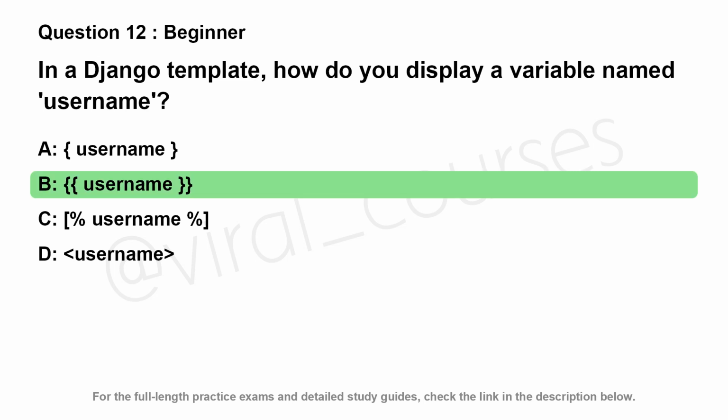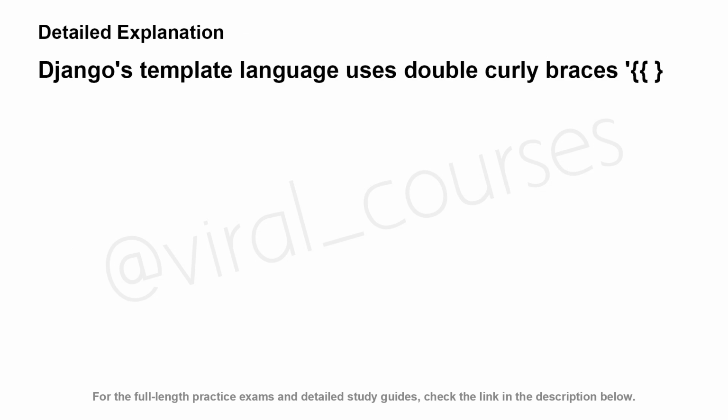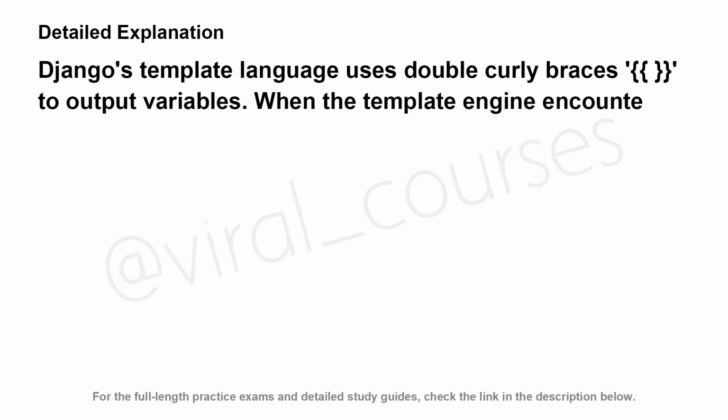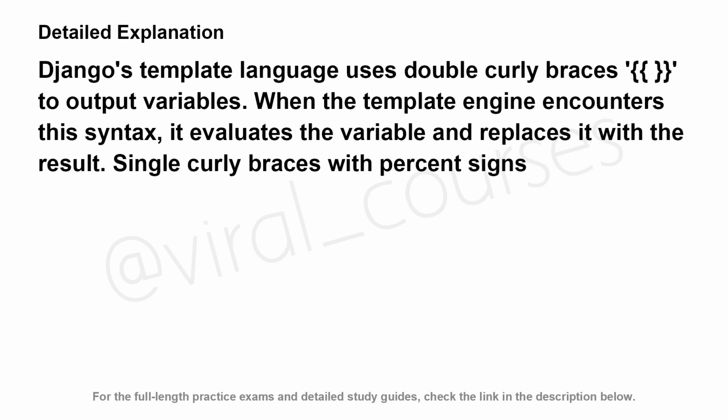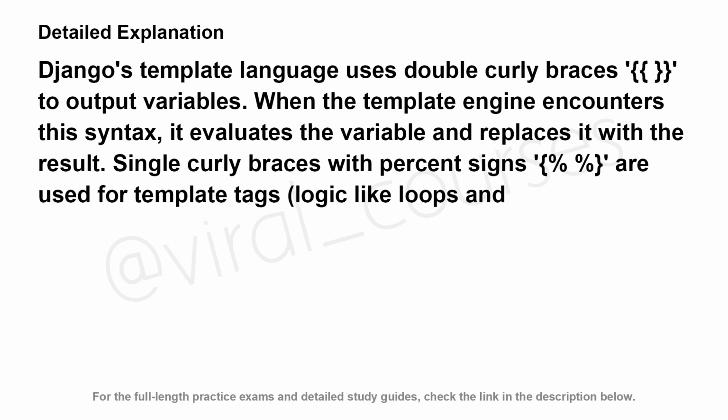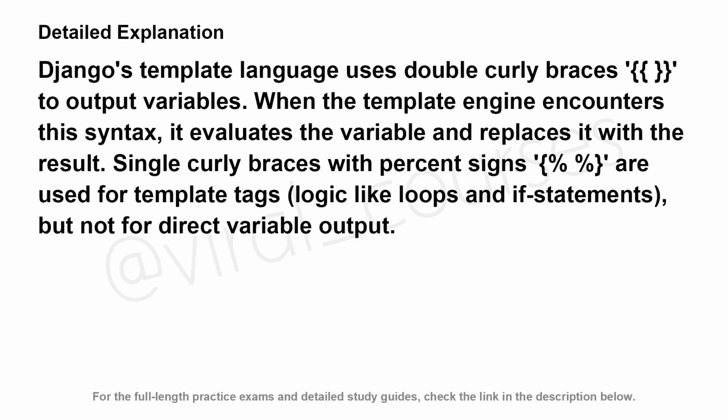The correct answer is B. Django's template language uses double curly braces to output variables. When the template engine encounters this syntax, it evaluates the variable and replaces it with the result. Single curly braces with percent signs are used for template tags, logic like loops and if statements, but not for direct variable output.